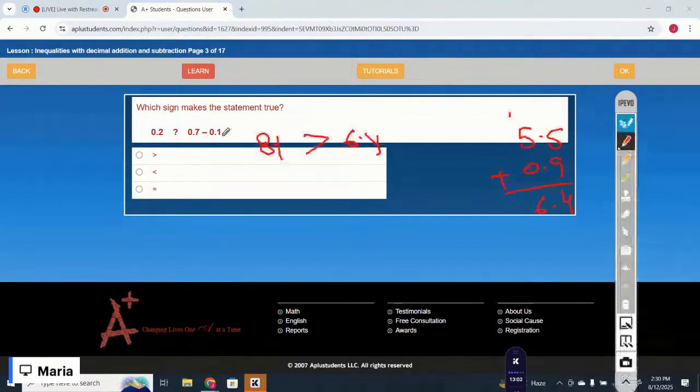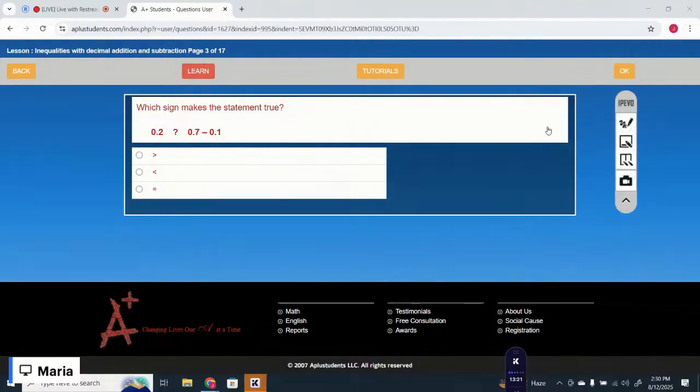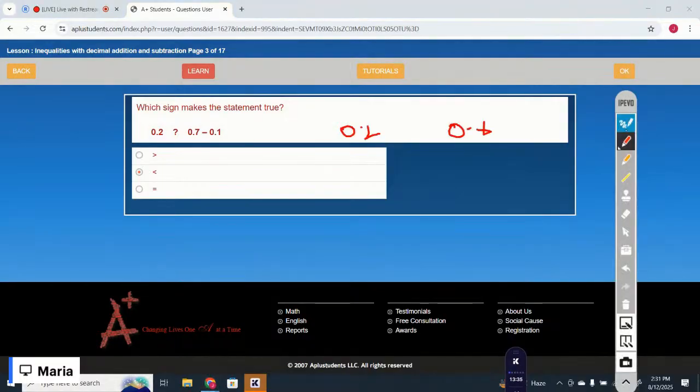Which sign makes the statement true? 0.2. You need to compare it to 0.7 minus 0.6. So 0.2 is less than 0.6. Option number 2 is the correct option. Less it is.